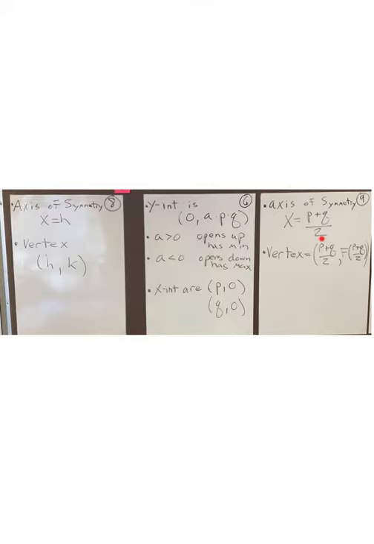And the axis of symmetry, you just take the average of p and q, and that gives you x equals that is the axis of symmetry. And then the vertex is, well, you take that number and you plug it into f, and that'll give you the y value.